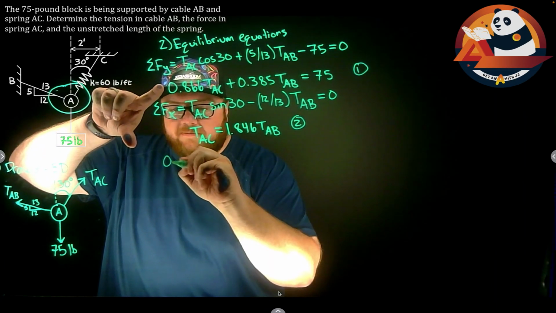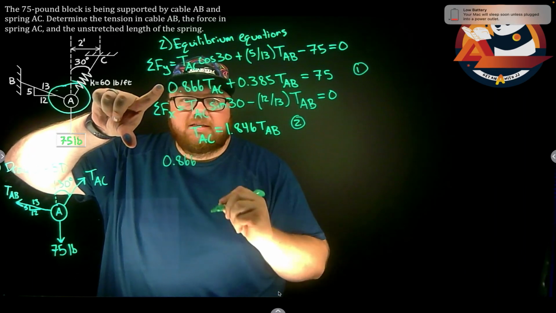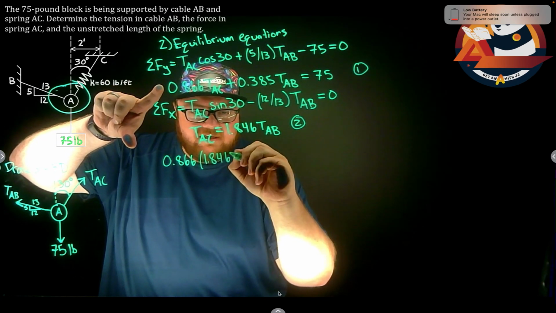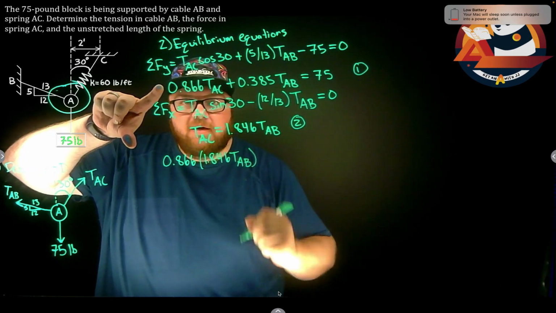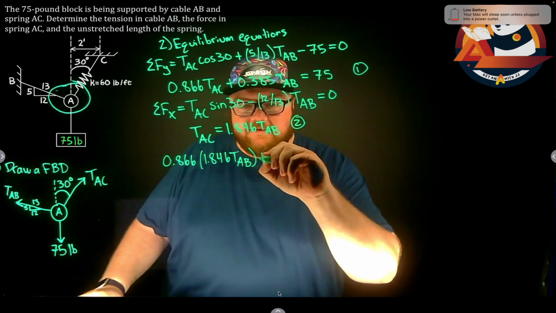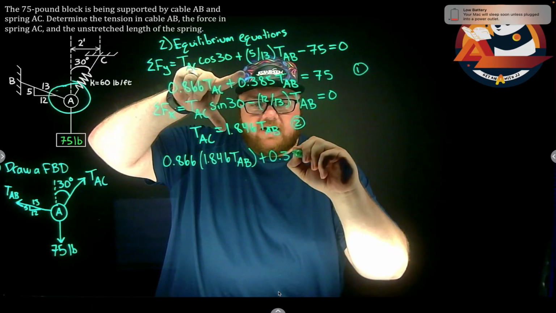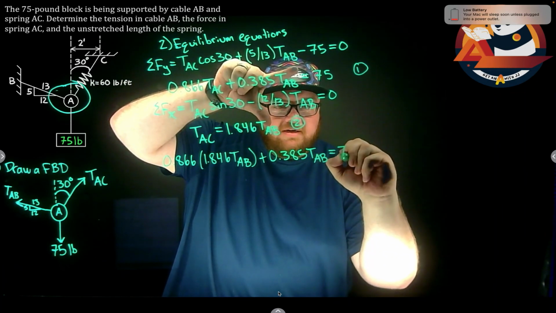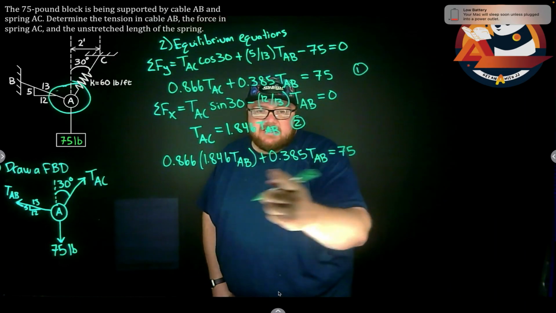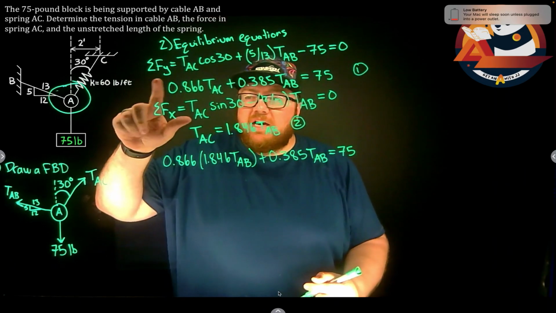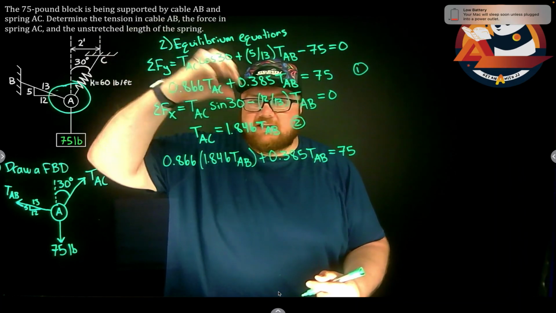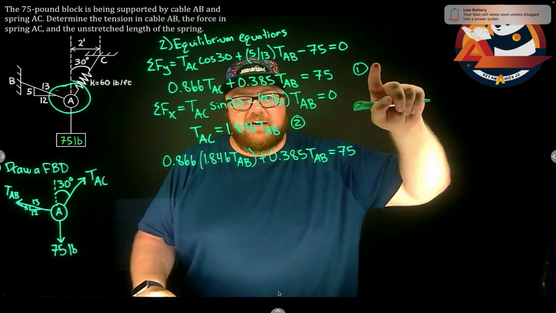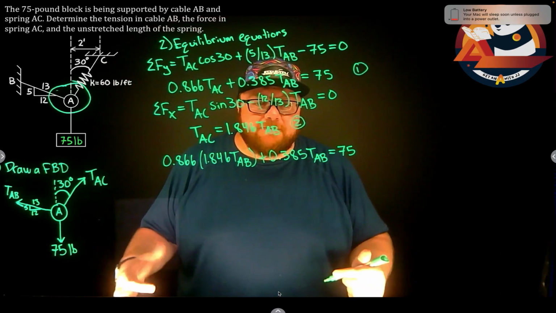So let's start up here. 0.866 TAC. We know TAC, though, is 1.846 TAB. Then we'll go back up above. Plus 0.385 TAB equals 75. Which we're down to just TAB as an unknown in here. Also, notice as we did this, we could have rearranged this to get to like a TAC equals or a TAB equals statement, but it's way easier if we take this equation and plug it into 1 than to try to solve 1 and plug it into 2. Do the easy approach for things.